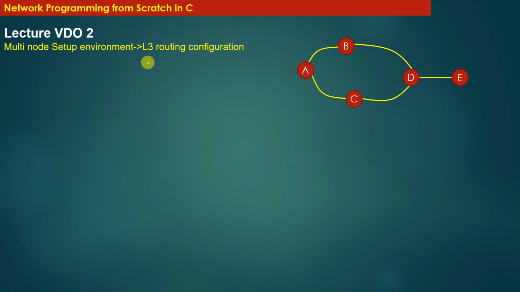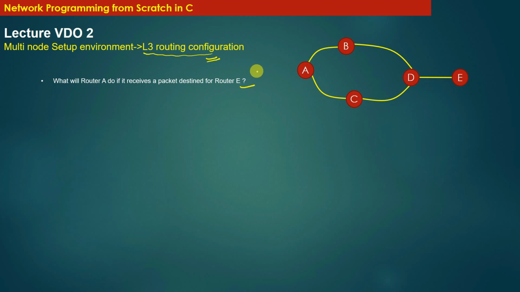So guys, next we will discuss L3 routing configuration. What will router A do if it receives a packet which is destined for router E? On the right hand side you can see the topology which has 5 nodes. These 5 nodes represent L3 routers, which are interconnected with each other through links.